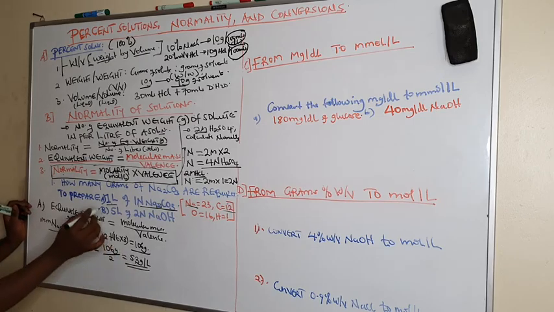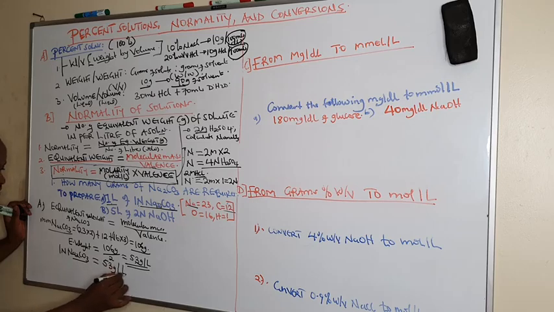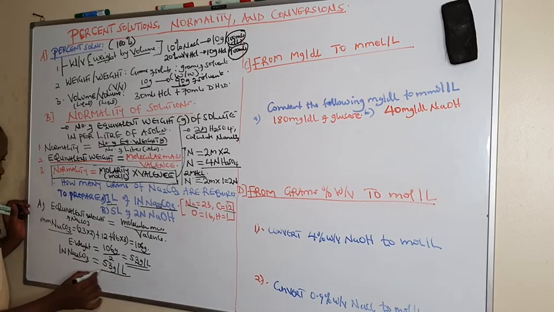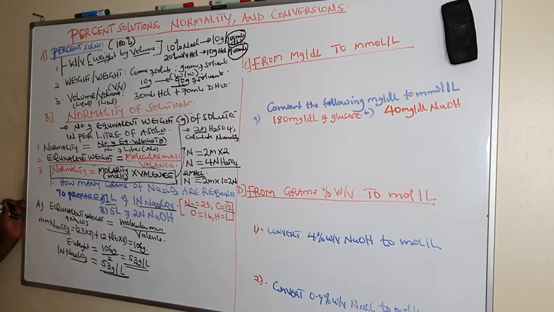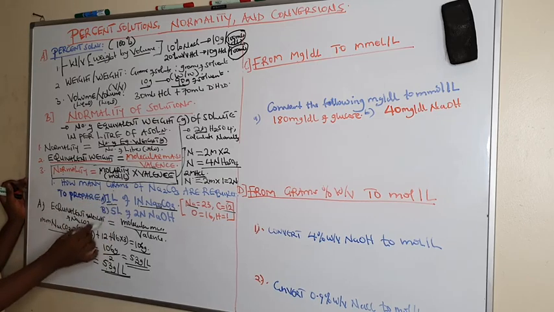So we are going to end up by saying that to prepare 1 normal sodium carbonate, you have to get 53 grams of sodium carbonate powder. You dissolve them in 1 liter of distilled water. And this is what they wanted. So the grams, we shall need 53 in a liter.